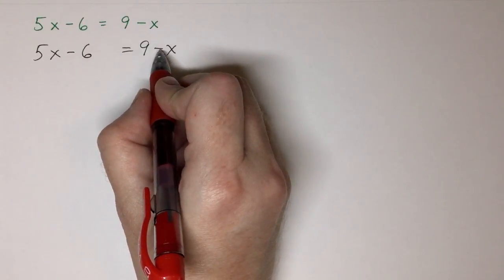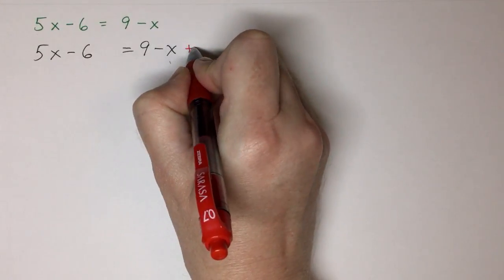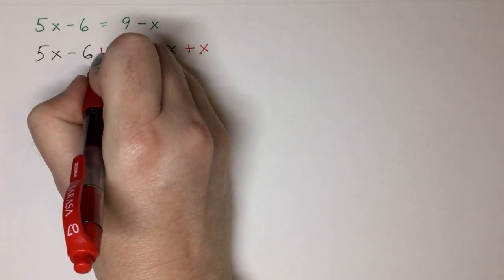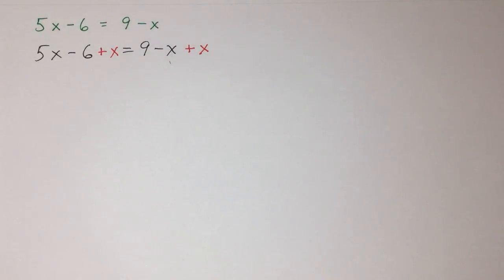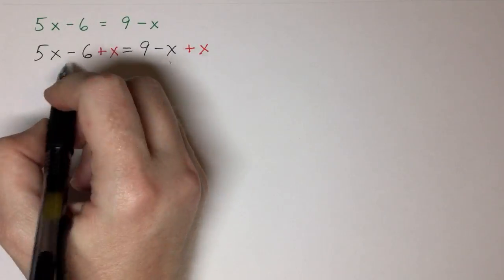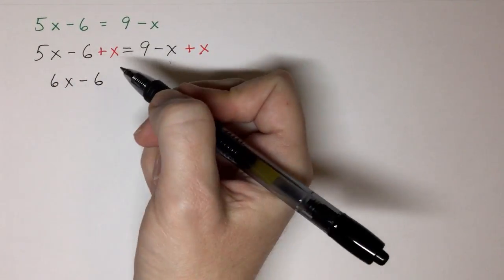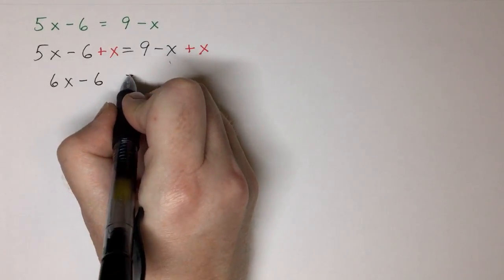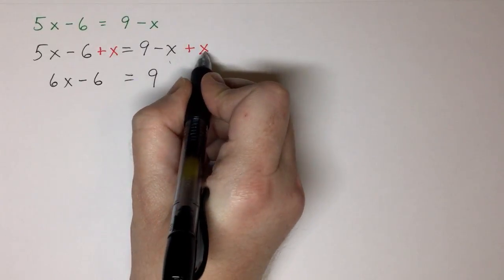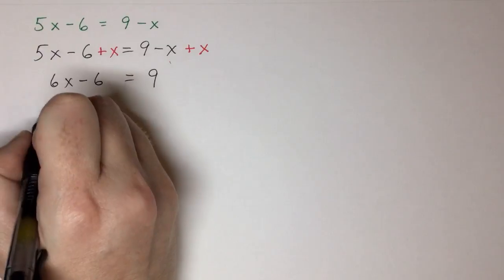I want to get rid of the negative x. To undo subtraction, I add. So I'm going to add x to both sides. 5x plus 1x is 6x. The minus 6 is still there. Equals 9 minus x plus x is 0.